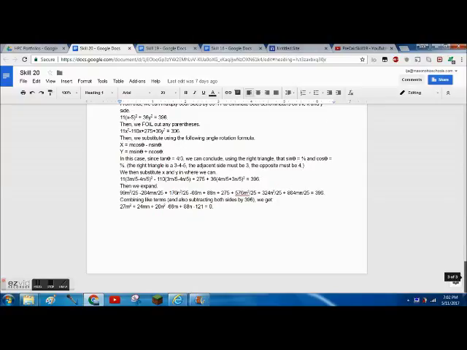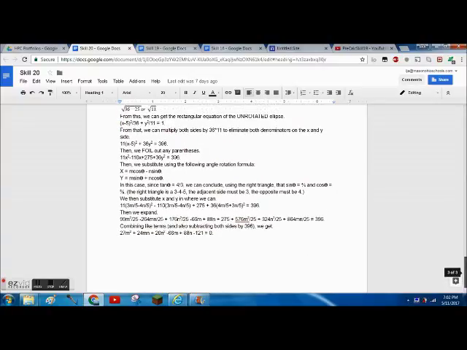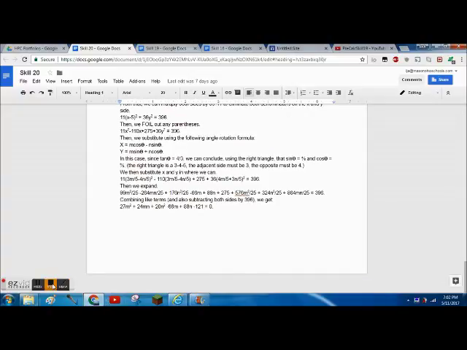We then substitute x and y in where we can. Remember that we know that cos theta is 3/5 and that sine theta is 4/5. Then we expand. After combining like terms and also subtracting 396 from both sides, we get this equation. This is the equation of the rotated form of the conic.